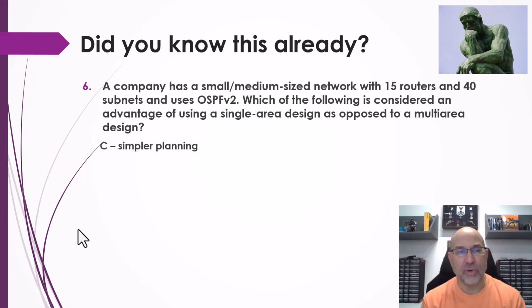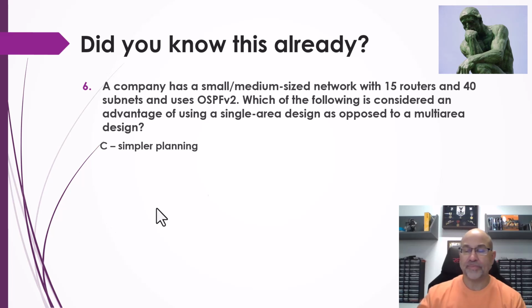And our last question for this chapter, a company has a small, medium-sized network with 15 routers and 40 subnets and uses OSPF v2. Which of the following is considered an advantage of using a single area design as opposed to a multi-area design? It's just simpler planning, makes life much easier. Now, from a performance perspective, right, the multiple areas might be able to calculate their link state databases quickly or more efficiently. They would still need those summary LSAs, but a single area autonomous system in this case just makes life much simpler.